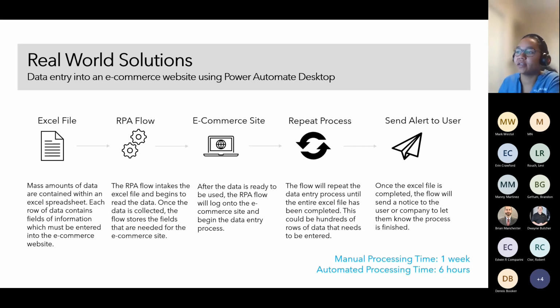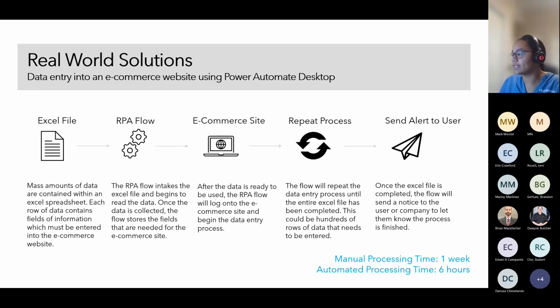But as you can see here, and I'll use my mouse, they had an Excel file. In this case, it was many Excel files, hundreds of lines. The RPA flow would take in that Excel data, enter it into the e-commerce site, and then repeat that process until each line was completed and the orders were fulfilled. And you always have the option to alert the end user and let them know that the process is done, or that they need to review it.